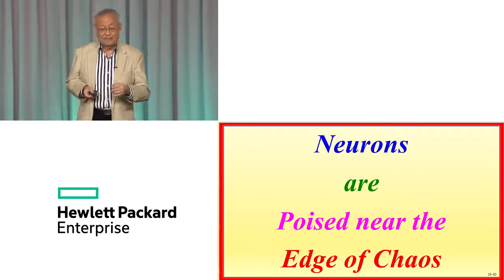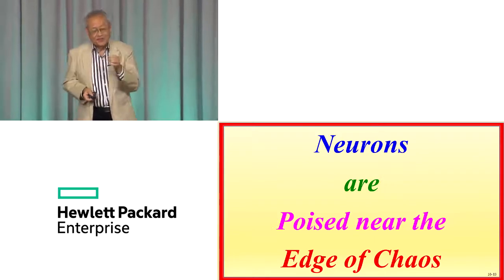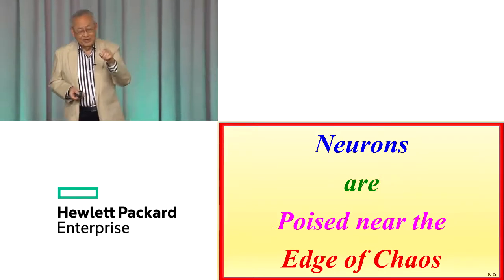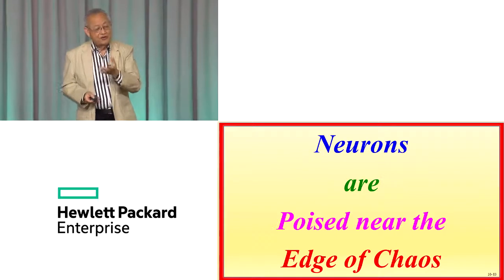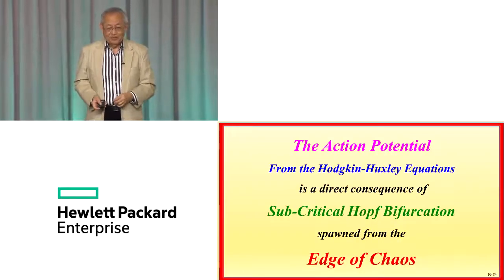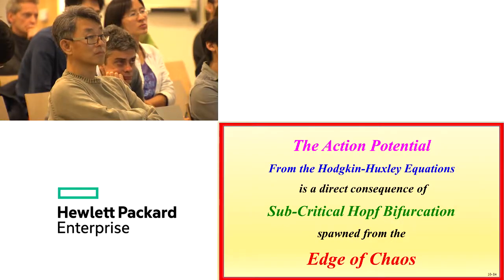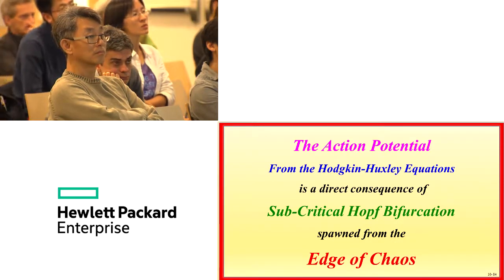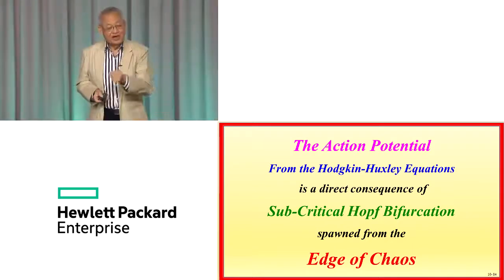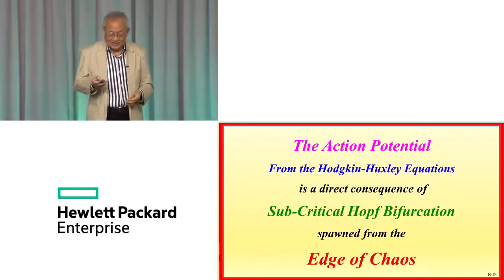So I have proved that by virtue of the fact that the Hodgkin-Huxley action potential occurs in the edge of chaos, we can say the neuron, our neurons, your neurons, are all poised near the edge of chaos. Now that you know you're in the edge of chaos, you can be a little more greedy and say, tell me more about it. And I'll tell you more: you have to be in what I call the subcritical Hopf bifurcation. This is fairly deep mathematics now.